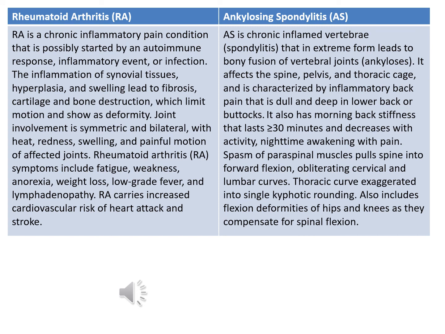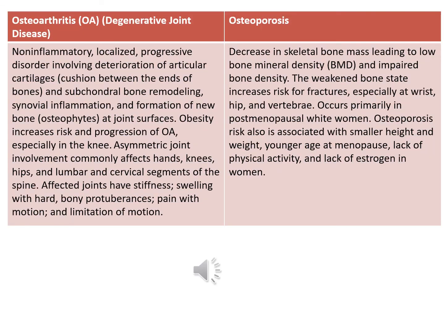It affects the spine, pelvis, and thoracic cage, and is characterized by inflammatory back pain that is dull and deep in the lower back or buttocks. It has morning stiffness that usually lasts greater than 30 minutes and decreases with activity, and nighttime wakening with pain. So the more they get up and move throughout the day, the pain decreases. Spasm of paraspinal muscles pulls the spine into forward flexion. So if you've ever looked up a picture of a patient like this, it's very noticeable. When you're thinking about the term again, ankylosis, they're just really contracted almost.